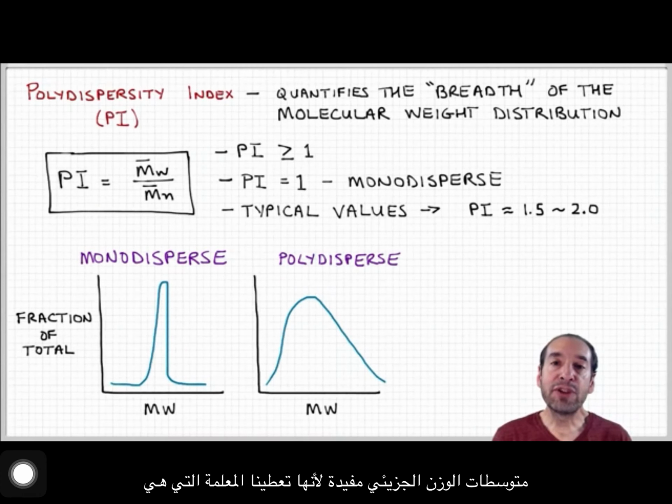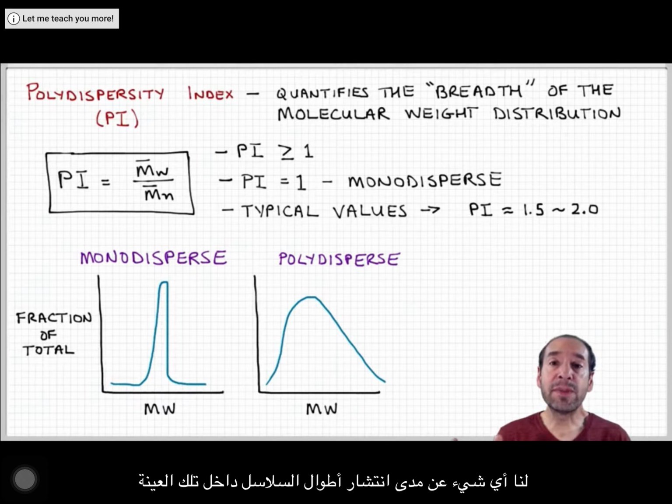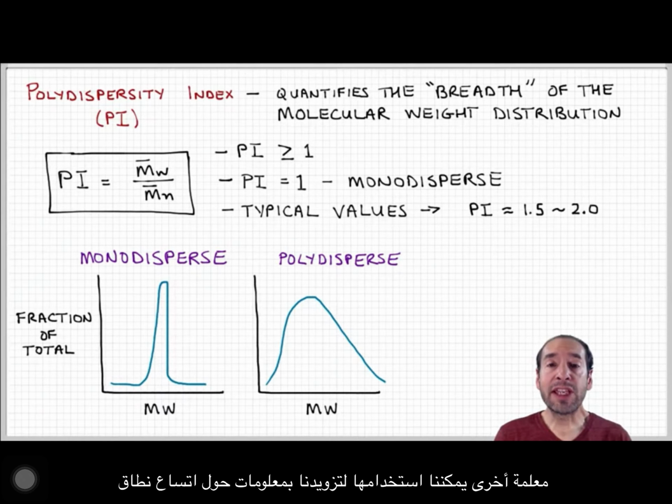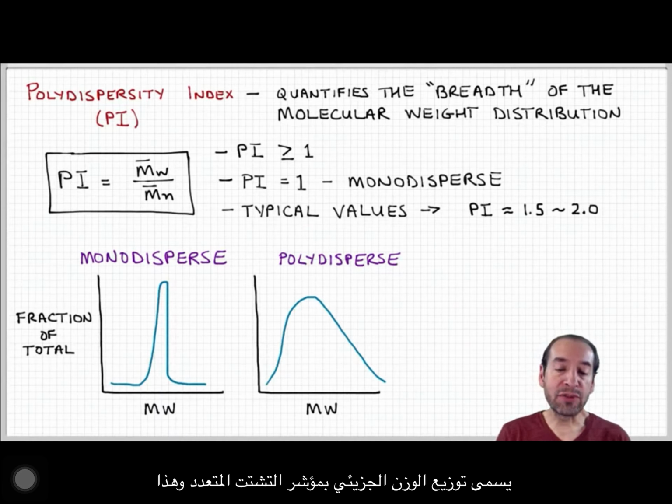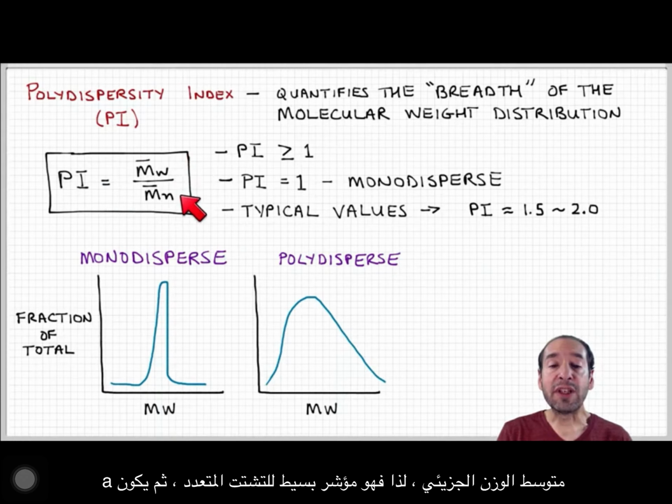Weight averages are useful because they give us a parameter that is representative of a typical chain length in a polymer sample, but they don't tell us anything about how widely distributed the chain lengths are within that sample. Another parameter that we can use to give us information about the breadth of the molecular weight distribution is called the polydispersity index. And this is calculated as a ratio of the weight average molecular weight to the number average molecular weight. So it's pretty simple.